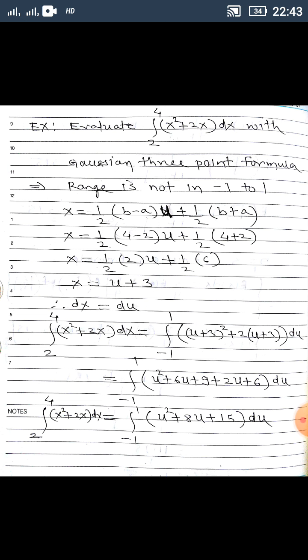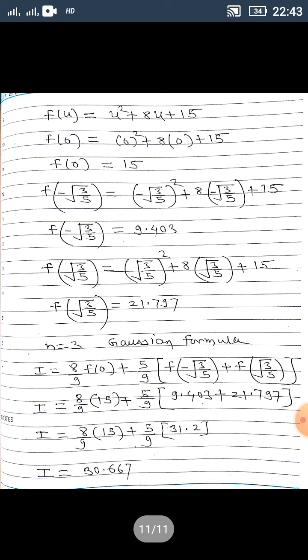Now what is the function? Instead of f of x, now we have f of u, that is u square plus 8u plus 15. This is our new function. Now substitute u is equal to 0. In that we will get f of 0, because we have to calculate the 3-point formula. So 0 square plus 8 of 0 plus 15, that is 15.